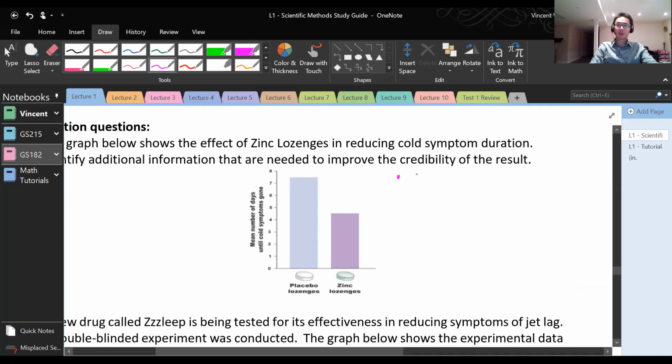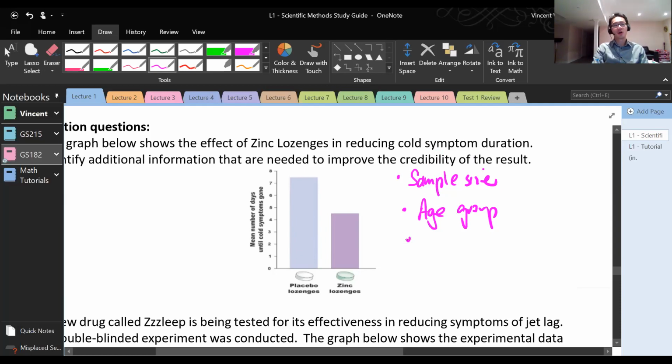For example, we talked about sample size. How many people were in this study? Maybe it's just your family, 4 or 5 people. That's not credible. I want to know the sample size. Another thing is age group. Was this done in otherwise healthy young individuals, or was it done in older people? What is the age group?